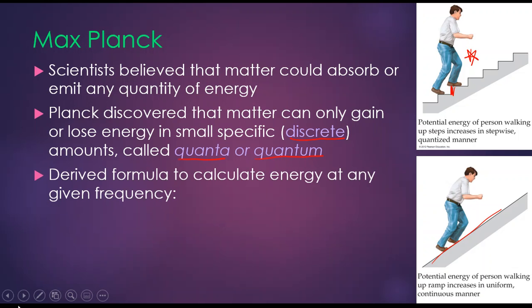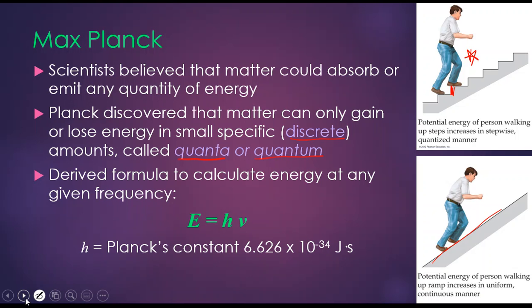Now, later, the formula for calculating energy came from this idea, where energy equals Planck's constant times frequency. Planck's constant is 6.626 times 10 to the minus 34, and this is joules times seconds, if you can see that over there. Now, you don't have to memorize Planck's constant. It's on the formula sheet, so you would have that value. So is the speed of light, by the way. You don't have to memorize that one either.